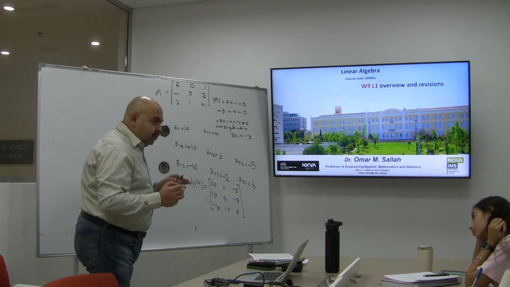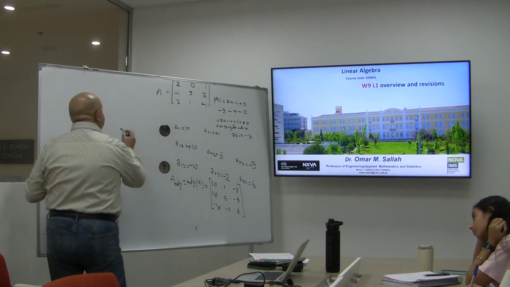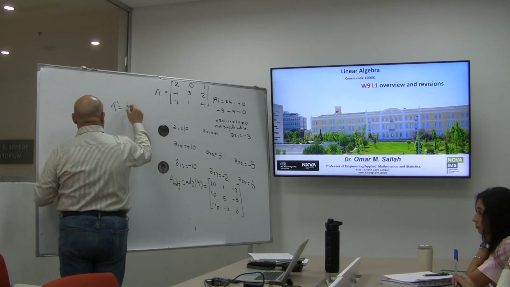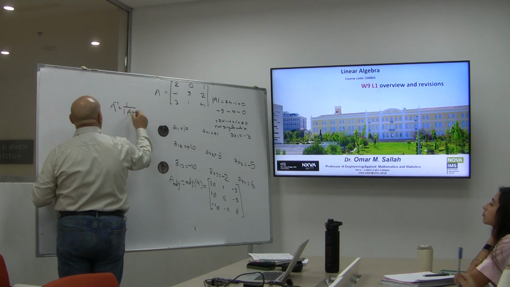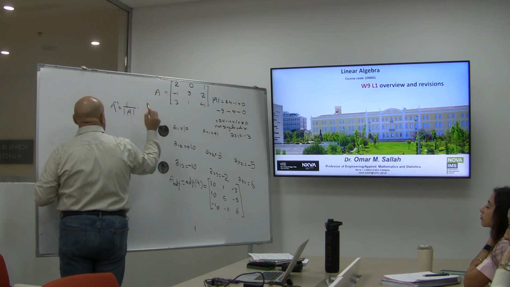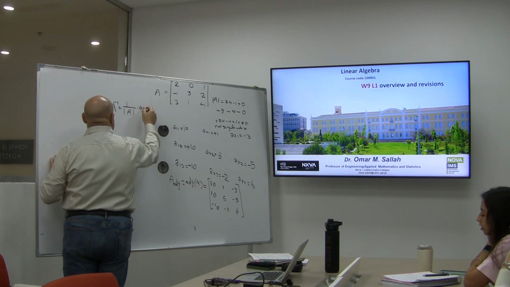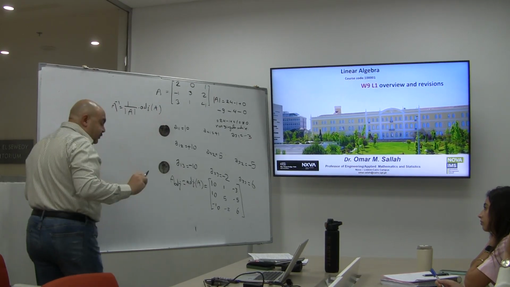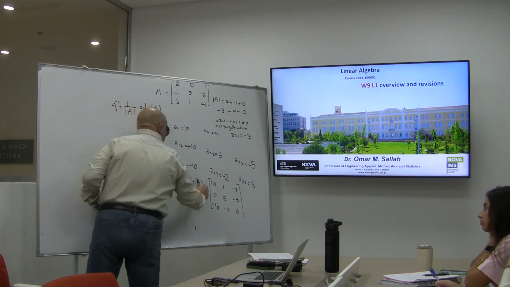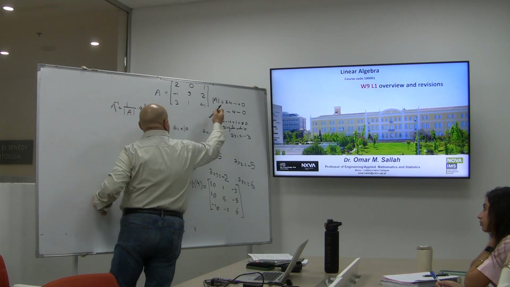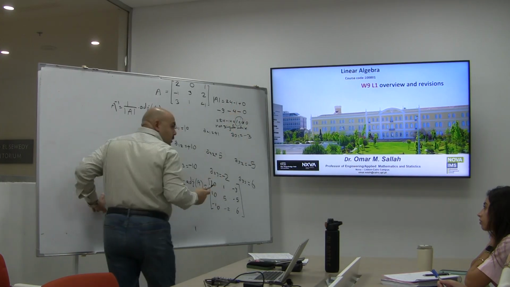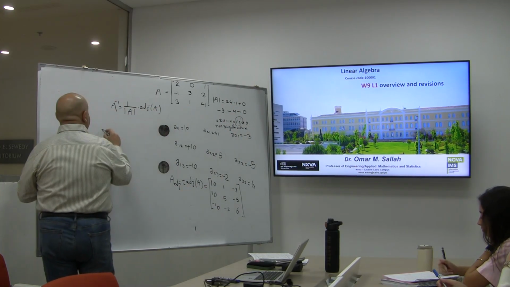All of us know that A minus 1 is equal to 1 over the value of the determinant of A times the adjoint matrix of A. So all I have to do is to divide all those elements on the value of your determinant, which is 10. So the A minus 1 is going to be really very simple.